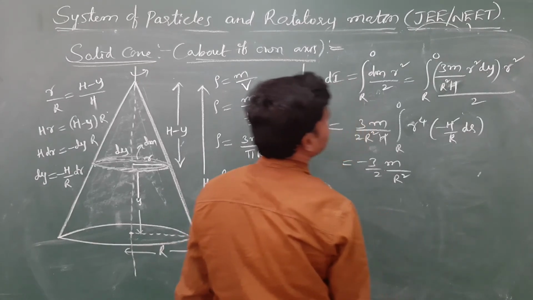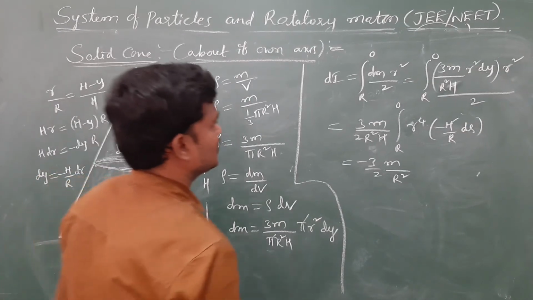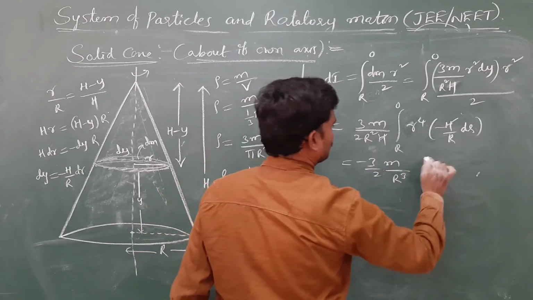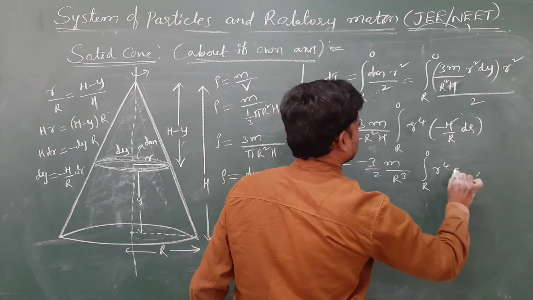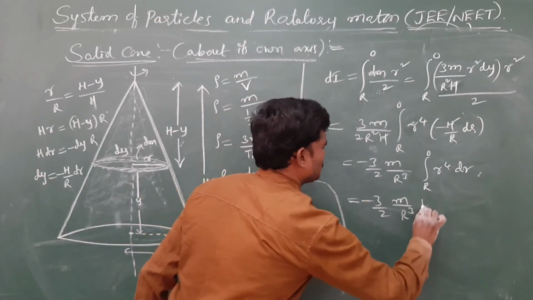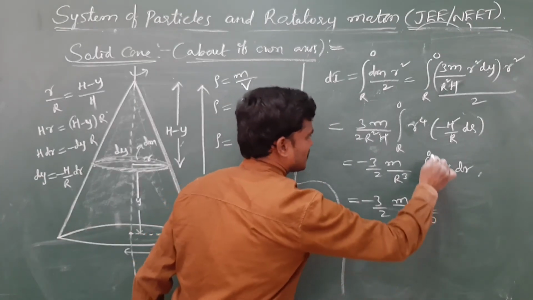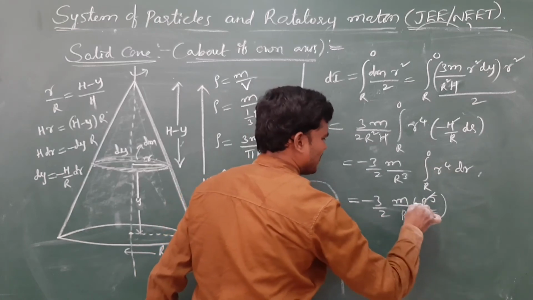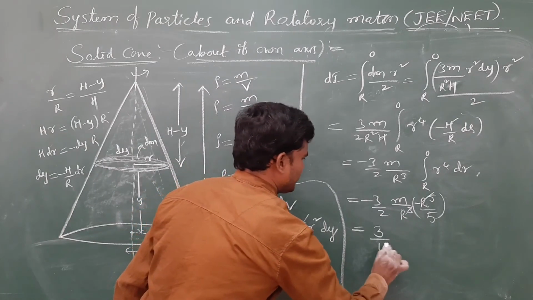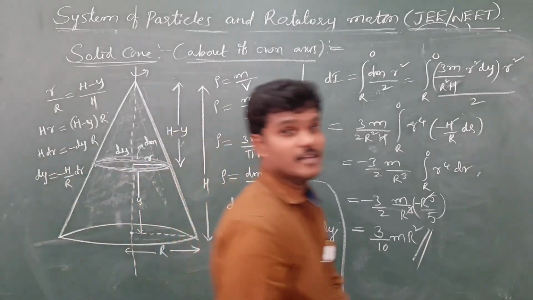Here one more r is missing. h by r, this r is there, r cube, r power 4 dr, minus 3 by 2 m r cube, r power 5 by 5 after integration. If you substitute the limits 0, this one is minus, so minus and minus gives plus, so you will get 3 by 10 m r square. Yes, this is the required answer: 3 by 10 m r square.